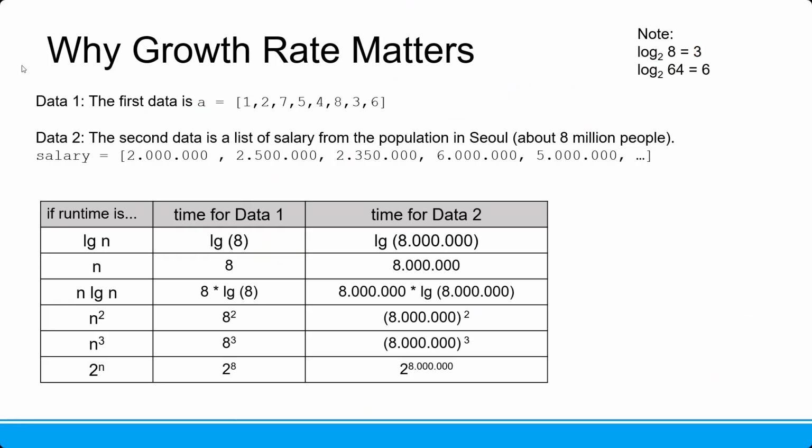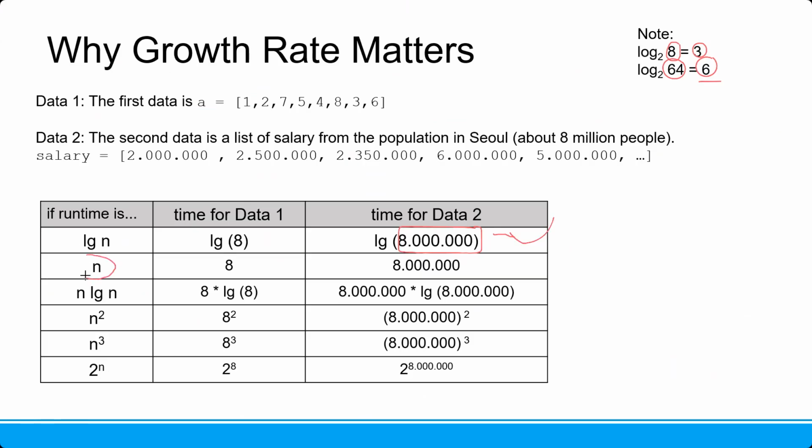It means if your data is 8, then you will have about 3 operations. If your data is 64, your computation time will be about 6 operations. So if you have 8 million data, then you will not have that high a number of operations. Okay. So this is the best.